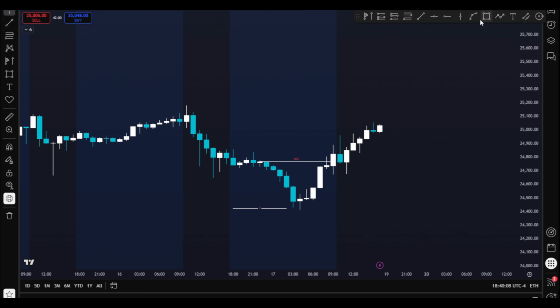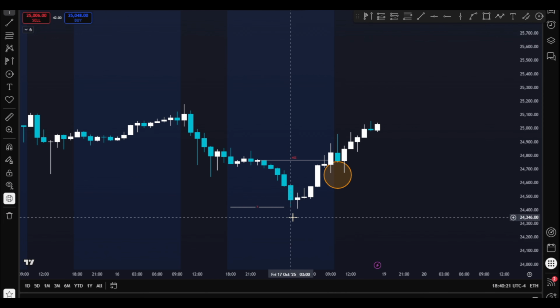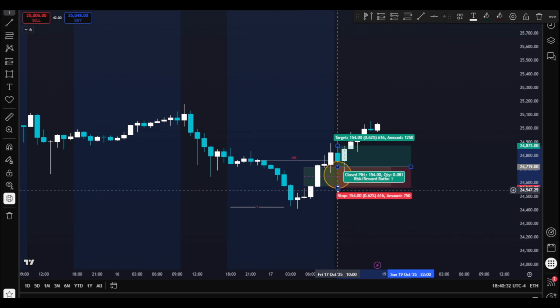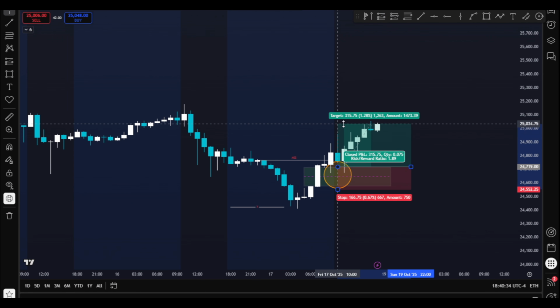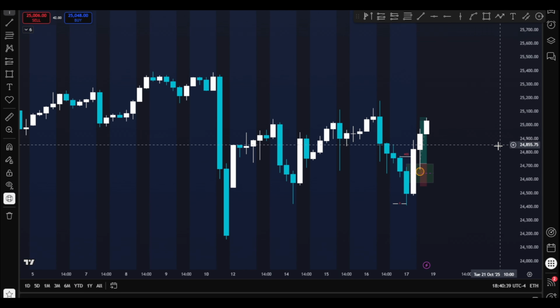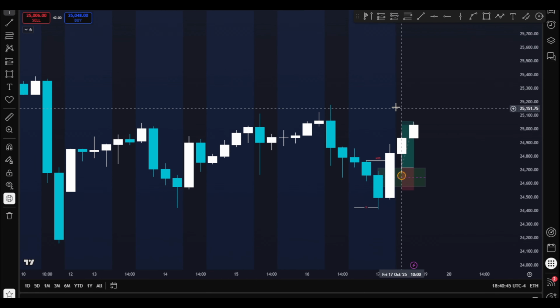Then my entry will be around here, right? Once it retraces, my entry will be here, right? Then this will be a protected low. Then you can look for some sort of PD arrays. There is a fair value gap. You can enter here for long positions, and then 2RR, right? Even without me looking at the lower time frame, I already know where the price is gonna go, right?